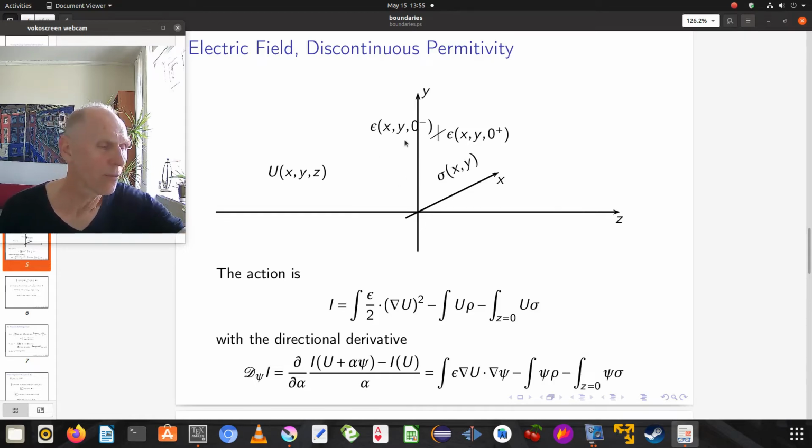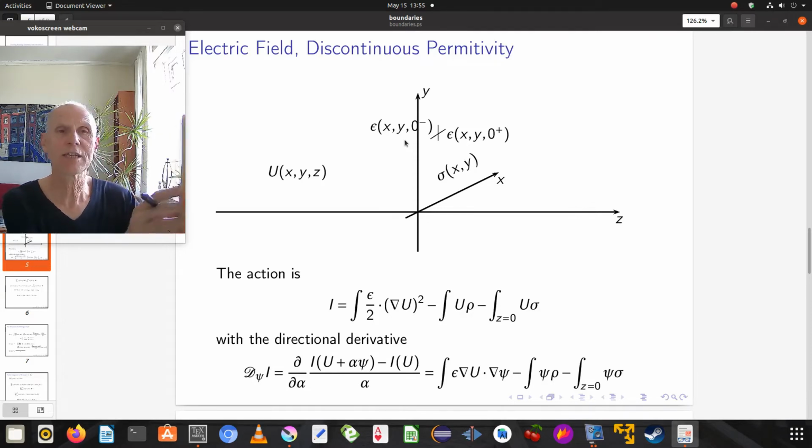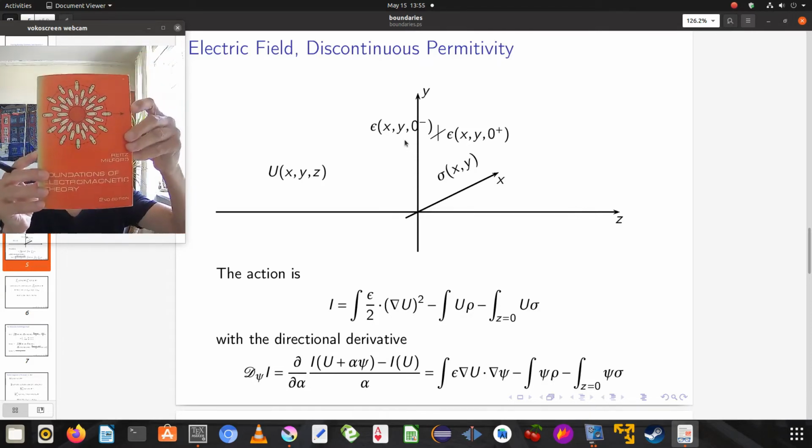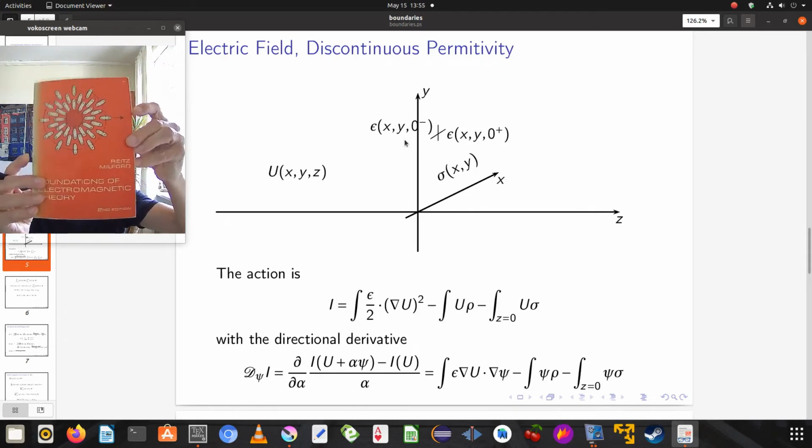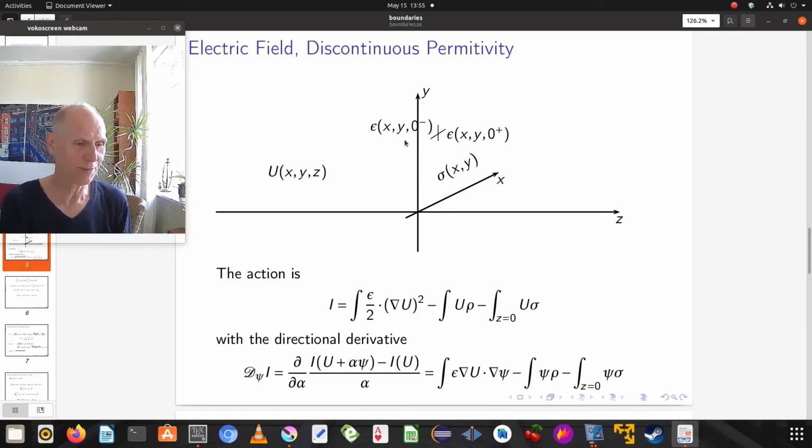I've taken the example from this book of Reitz and Milford. You can see I have a cheap paperback second edition, but it's a very good book, and I studied the foundations of electromagnetic theory in my second year of physics, and it was very, very good. Learning everything from the very basic. So it's a good method.